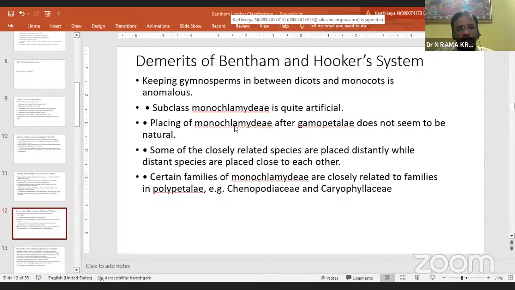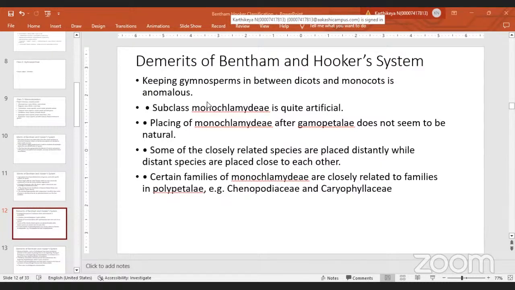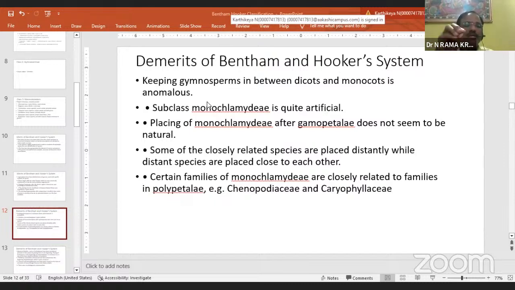That's why you see here what happened: the position in between. Yes, this is a demerit. It means dicots are advanced, gymnosperms are primitive. That's why you give the preference to the first position of gymnosperms. Here they are given the second position. Keeping gymnosperms in between dicots and monocots is a demerit.